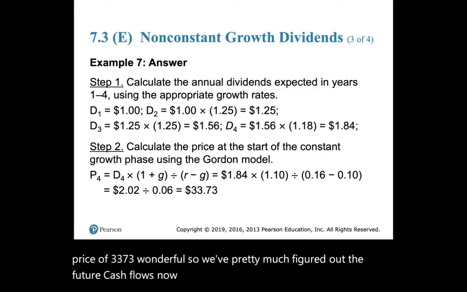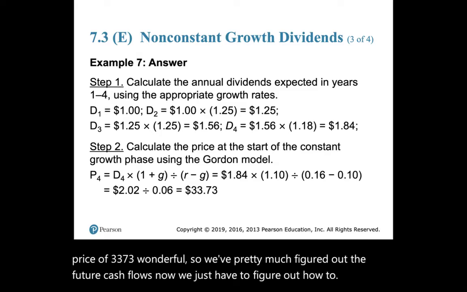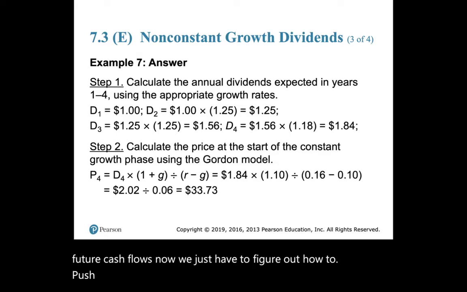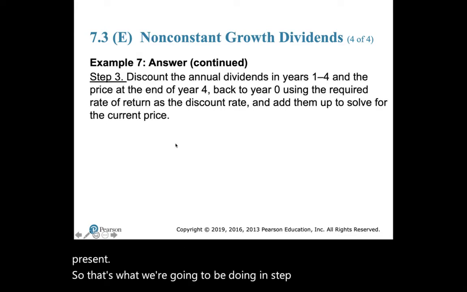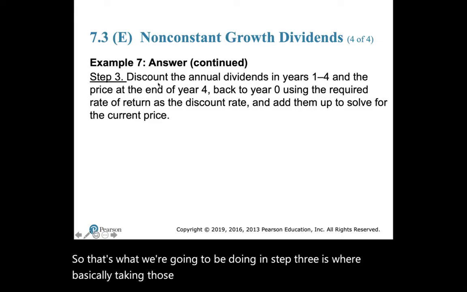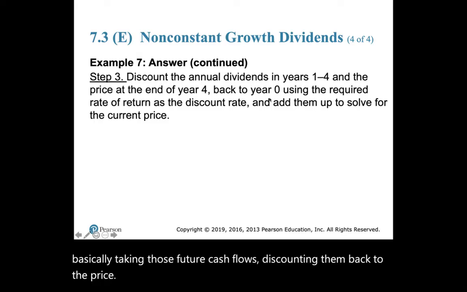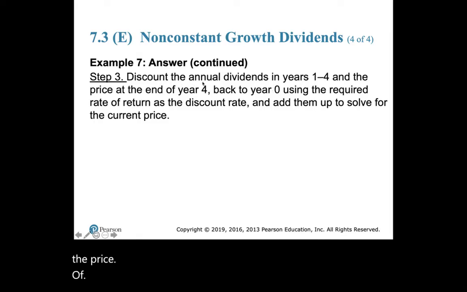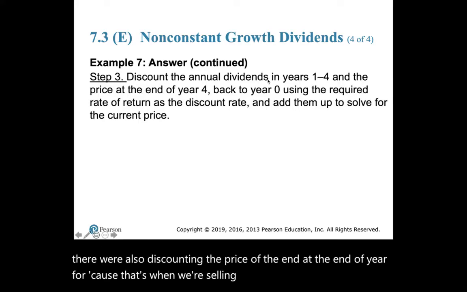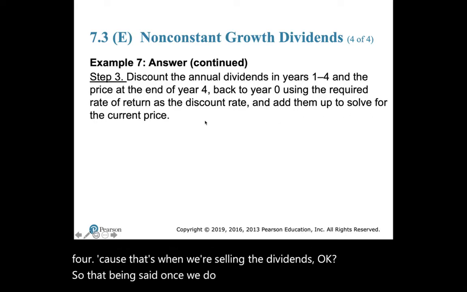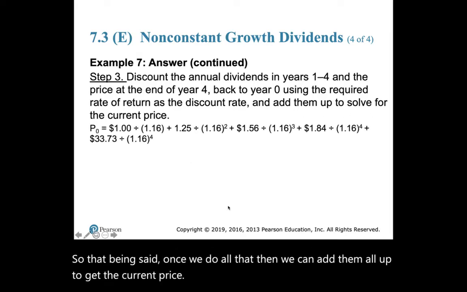Now we just have to figure out how to push them back to the present, or discount them back to the present. So that's what we're going to be doing in step 3, is we're basically taking those future cash flows, discounting them back to the price of year 0. Okay, so first we're discounting the annual dividends, and then we're also discounting the price at the end of year 4, because that's when we're selling the dividends. Okay, so that being said, once we do all that, then we can add them all up to get the current price. So here we go.